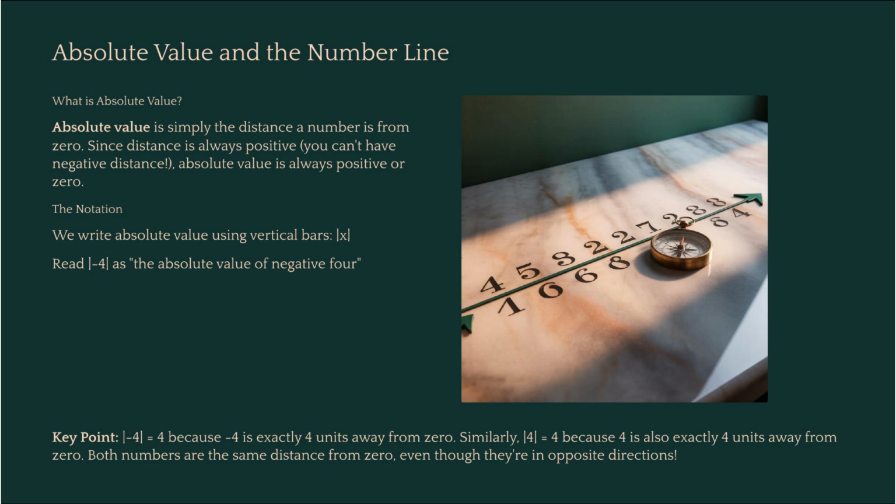This leads us to absolute value. The absolute value of a number is simply its distance from 0. We use vertical bars, |x|, to denote it. Since distance can't be negative, the absolute value is always positive or 0. The distance from 0 to -4 is 4 units, so the absolute value of -4 is 4.